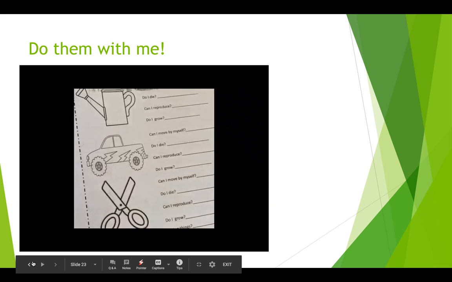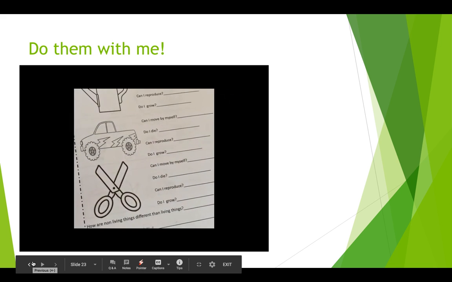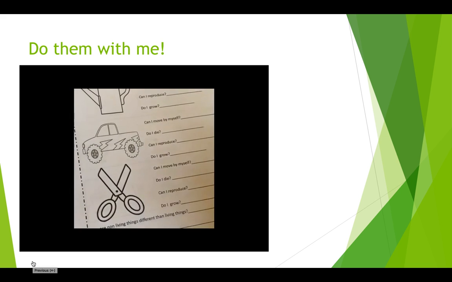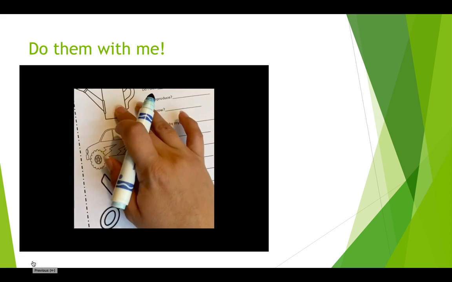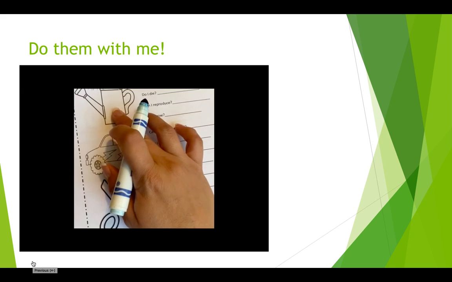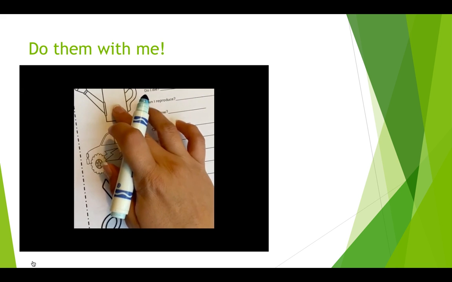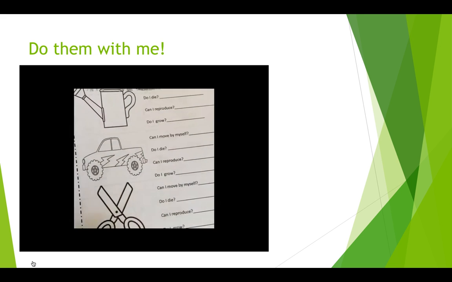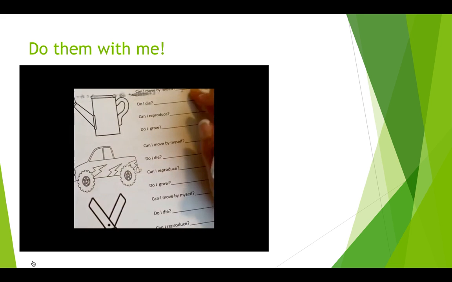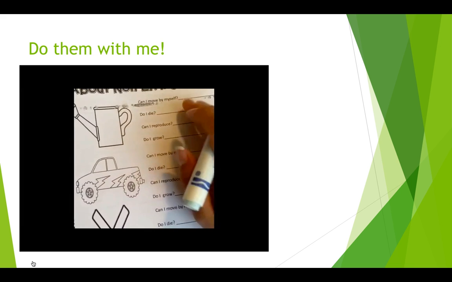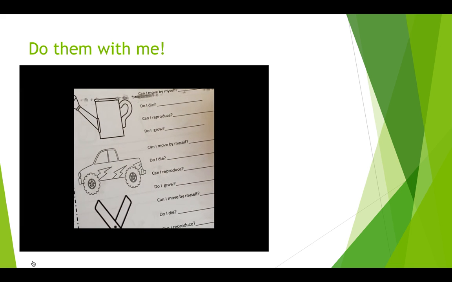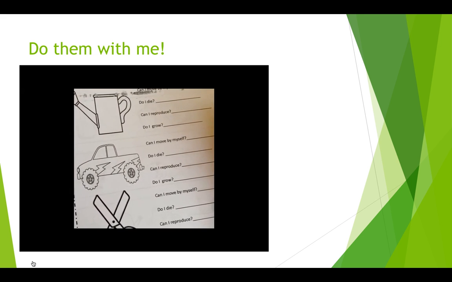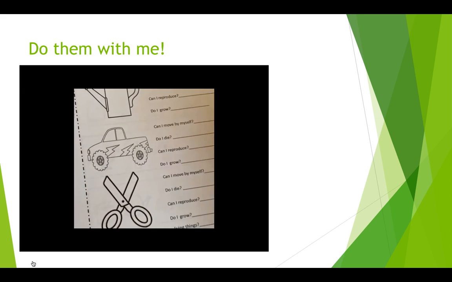Hello, my kindergarten friends. So today we're going to look at non-living things, and we're going to be working on this worksheet that says about non-living things. So here in our worksheet, we see a water can to water the plants. And so we're going to answer these quick questions to see if this is a non living thing. Because remember, non living things don't move, they do not die, they cannot reproduce, and they do not grow. So let's look at these questions.